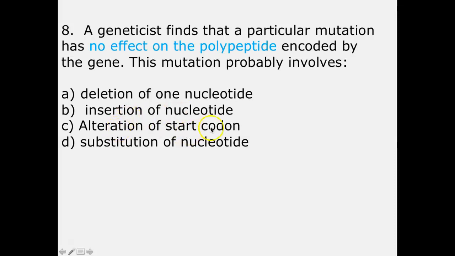If you change the start codon, remember the start codon dictates where you start making the protein in translation. That will drastically alter your protein, right? Because how do you know where to start? So the only thing that would have no effect is a substitution of a nucleotide. This is a base pair substitution. And this would be under the silent mutation, right? You can change a base, but it doesn't necessarily mean that you change the codon. I'm sorry, it doesn't necessarily mean that you change the amino acid coded for.